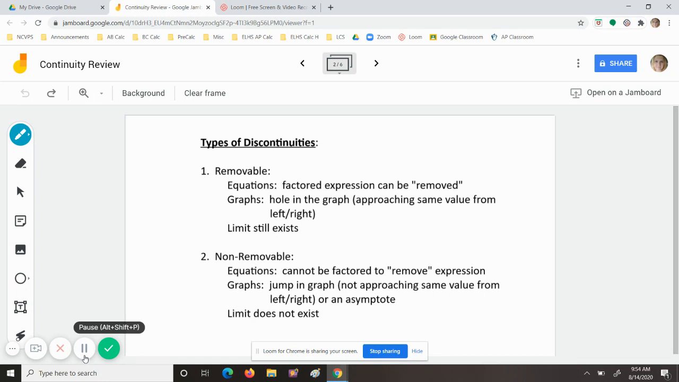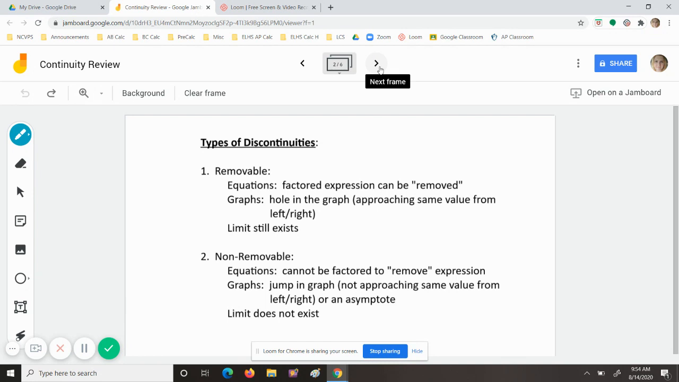For non-removable, as far as equations, it's something where we cannot factor it to remove the expression, or think about something on the bottom that we can't factor out, or if it's piecewise functions, then it may be approaching 2 different values from left and right. For graphs, there could be a jump in the graph, so we're not approaching the same value from left and right. We could be going to 2 different places from left and right, or there could be an asymptote. Anytime there's an asymptote, that's called a non-removable discontinuity, and the limit does not exist.